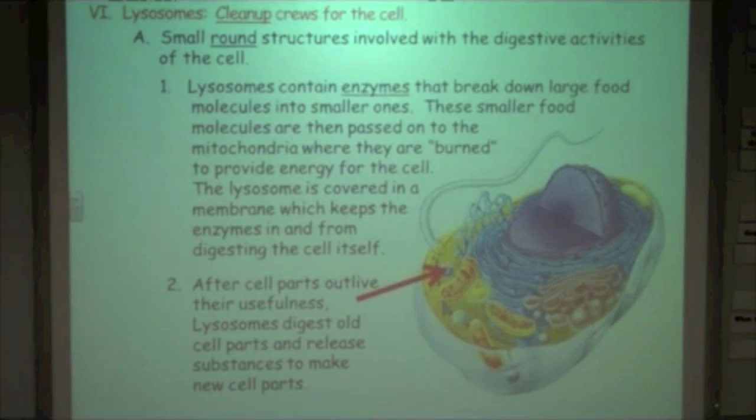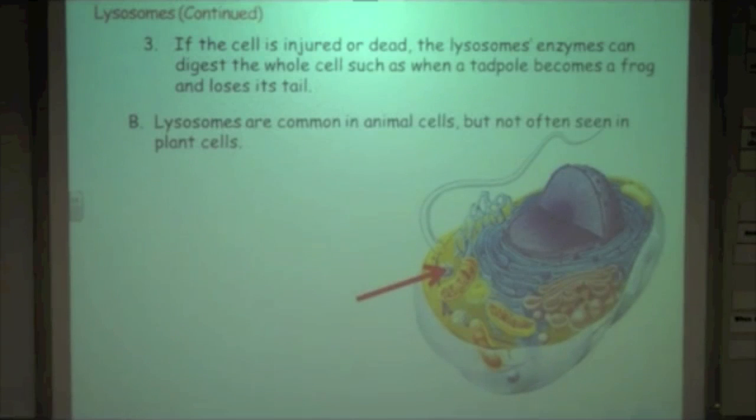An interesting fact here is this is what occurs whenever we're talking about a tadpole's tail. Eventually a tadpole turns into a frog. A tadpole is a baby frog. And when that tadpole's tail starts to disappear, essentially the lysosomes are digesting all the things inside of the cell. So the cells are being eaten up and taken away.